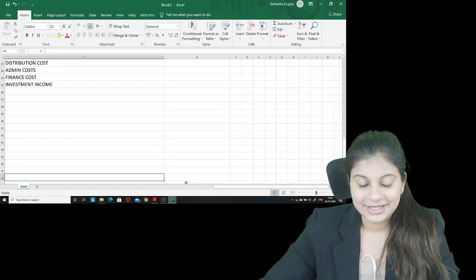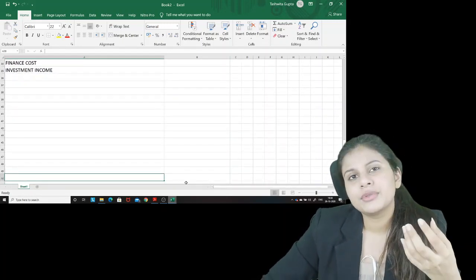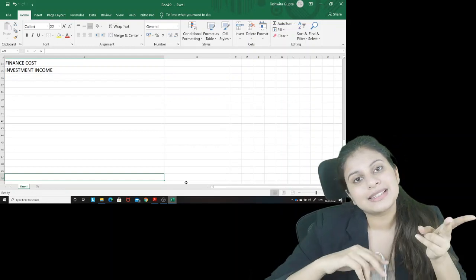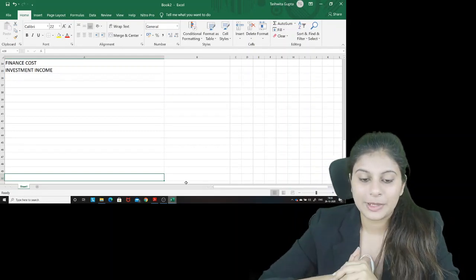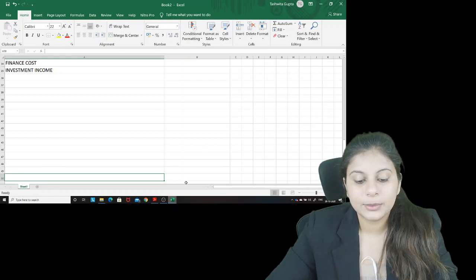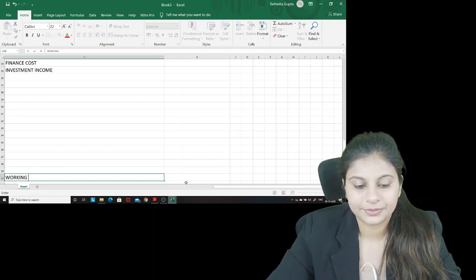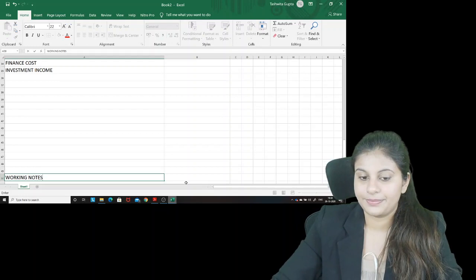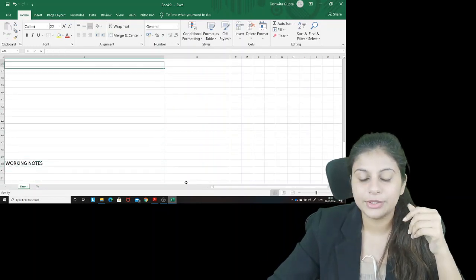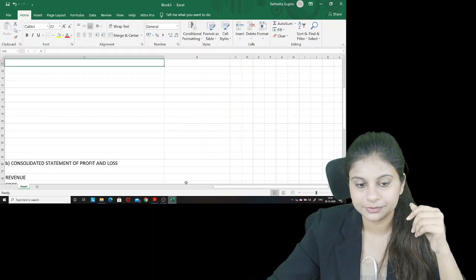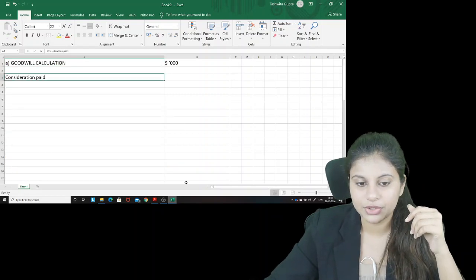Okay. Then because I know I have to allocate the profit towards NCI and parent as well, so I will leave a lot of space here, and then I'll write working notes. So I don't know which working notes will be prepared. We'll do it later. Now let us solve the goodwill calculation.